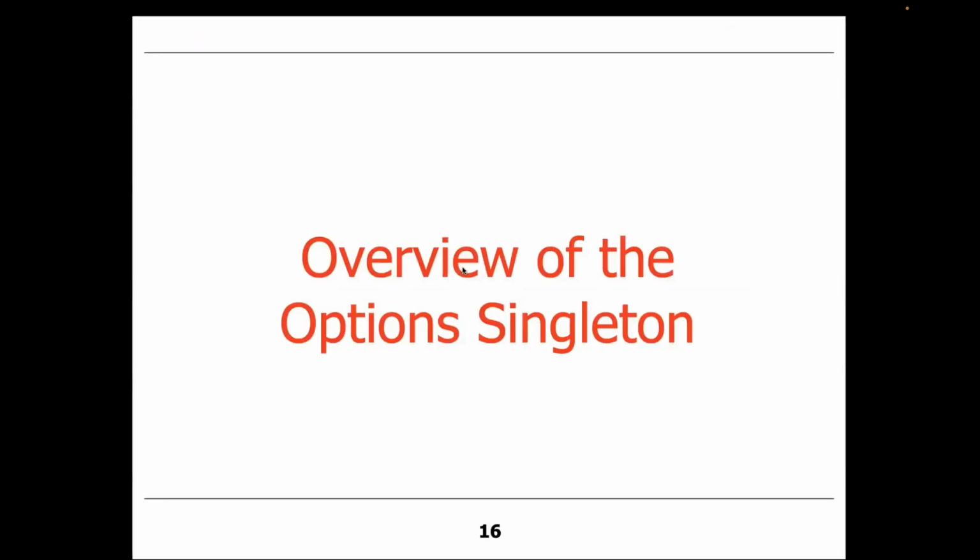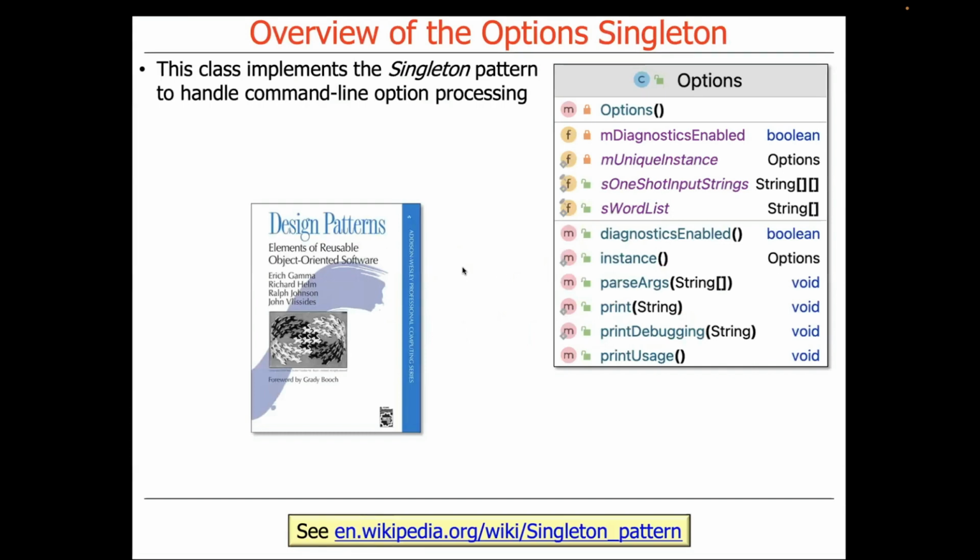Something else just real quick, there's an options singleton. My programs typically have an options singleton. This implements the singleton pattern from the good old Gang of Four book. I'm not going to spend a lot of time on how singleton works. You probably know how that works. You can look it up if you don't.